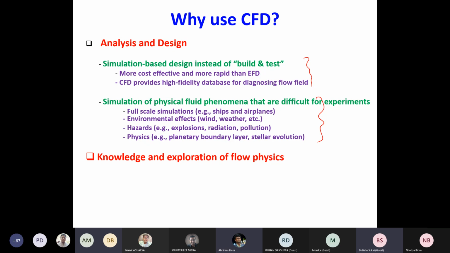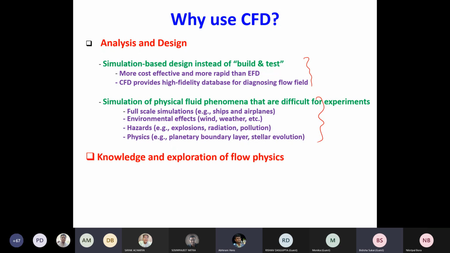Similarly, there are some phenomena which are very dynamic in nature, like film boiling, or even boiling at a vigorous scale. Your interface will be so dynamic that it is sometimes difficult to catch them experimentally. In some cases, like full scale simulation of ships and airplanes, you cannot do experiments with them. You cannot build a set up for your experimentation, right? Similarly, environmental effects: wind, weather, how a cyclone will move and how it can impact a particular zone. You cannot do experiment. These are some regimes where experiment is not possible.